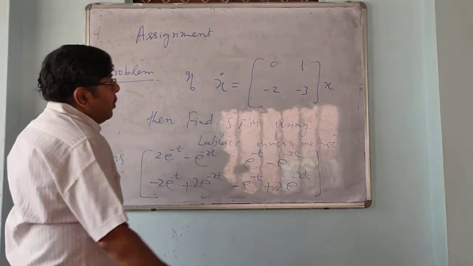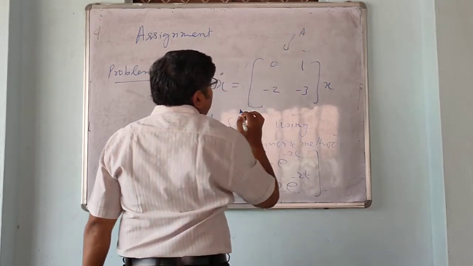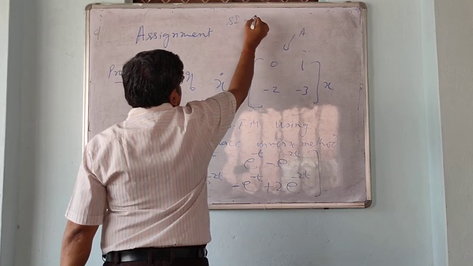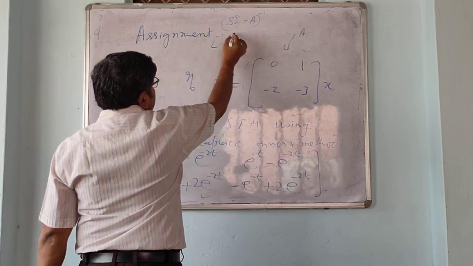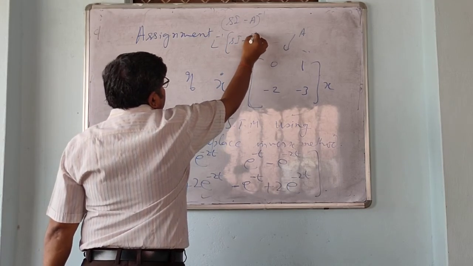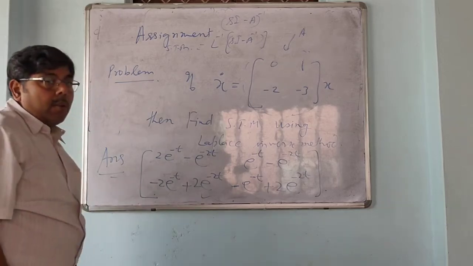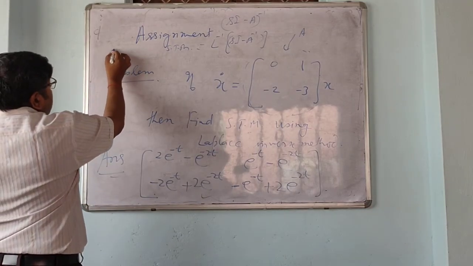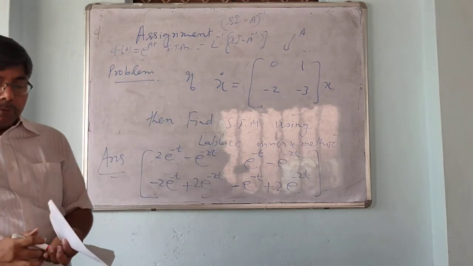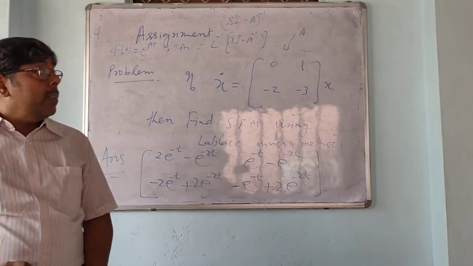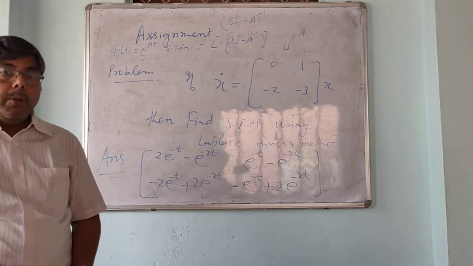So the method is simple. This is the A matrix. Find the inverse of this, then take the Laplace of this. This is the STM. This is by definition given by phi t equals e to the power At. So this is all about the first method. Okay, thank you. Next time we will discuss the second method, that is by series expansion.